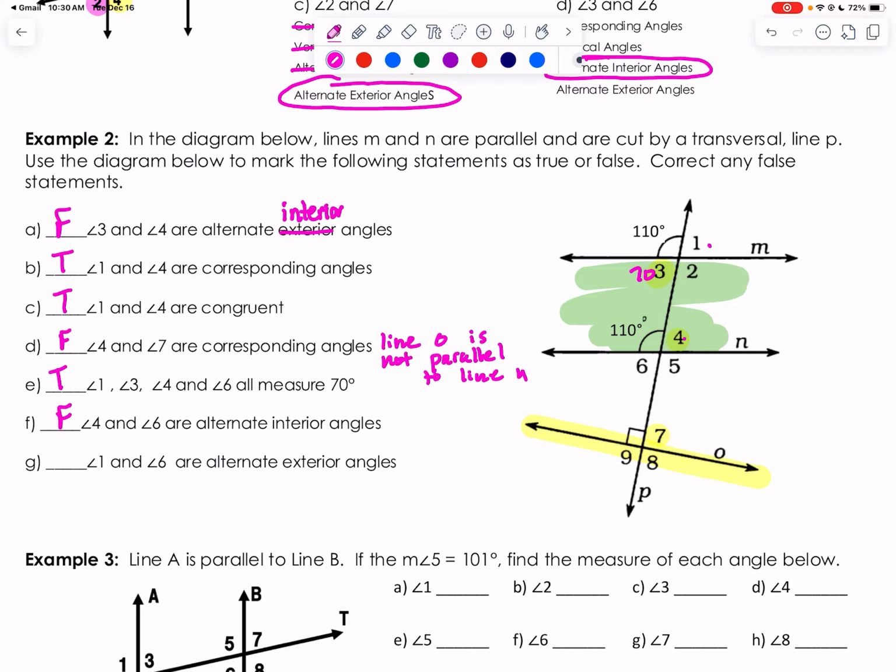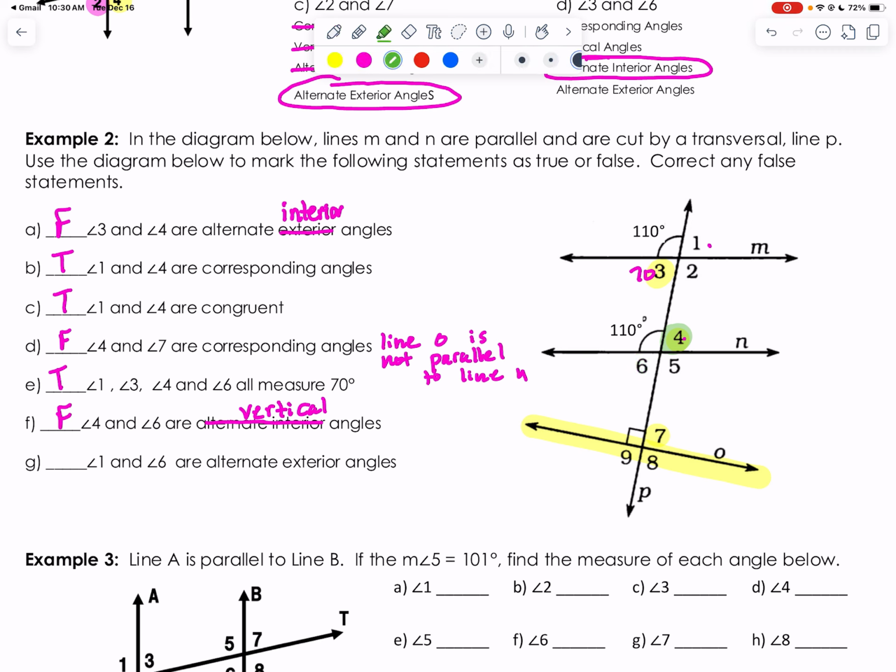Now I need to correct it. There is a relationship between angle 4 and 6. And I want you to notice that angle 4 and angle 6 are opposite each other. So those are called vertical angles. Angle 4 and 6 are vertical angles. All right. Example G. Angle 1, let me erase some of this.